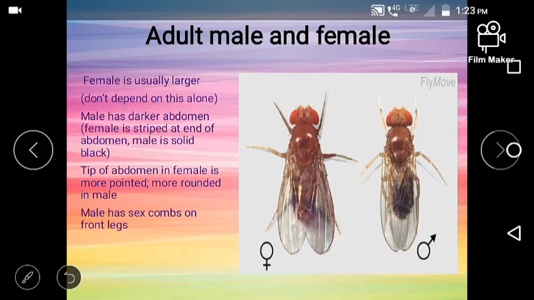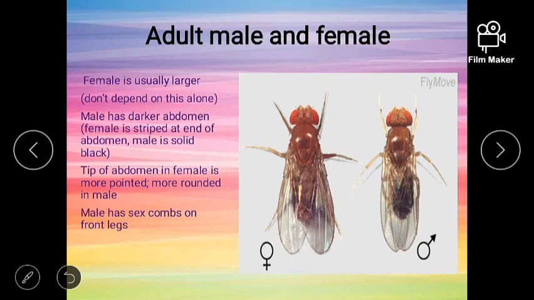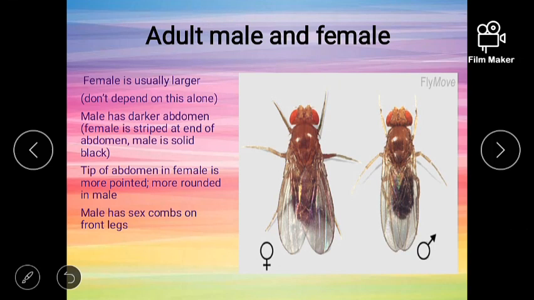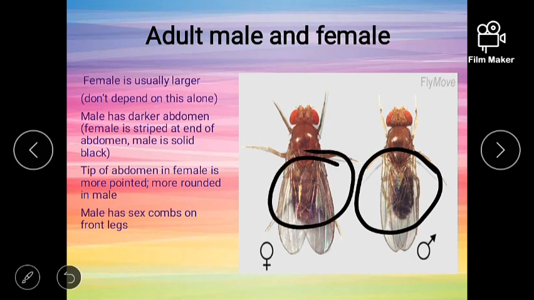Now, if we talk about male and female fruit flies, then we can distinguish between them by their size. Female flies are usually larger as compared to males, and we can also distinguish on the basis of the color of the abdomen. The male has a darker abdomen as compared to the female. The female has a lighter abdomen. It is clearly visible in the image.